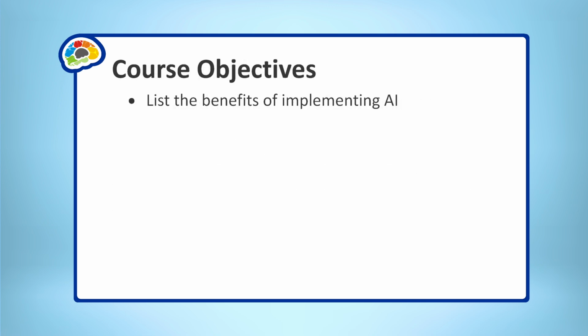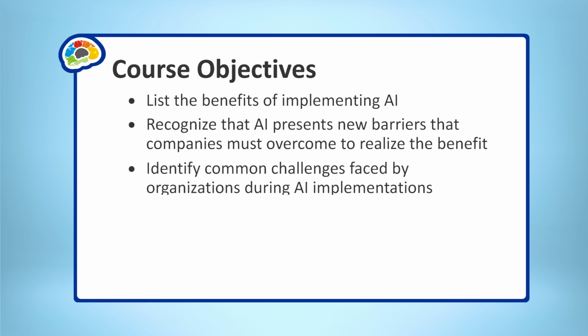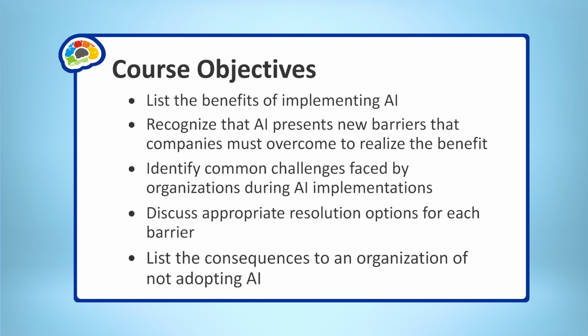We'll start by listing the benefits of implementing AI and recognizing that AI presents new barriers that companies must overcome to realize the benefit. In the next several lessons, we'll identify common challenges faced by organizations during AI implementations and discuss appropriate resolution options for each barrier. Then we'll list the consequences to an organization of not adopting AI.